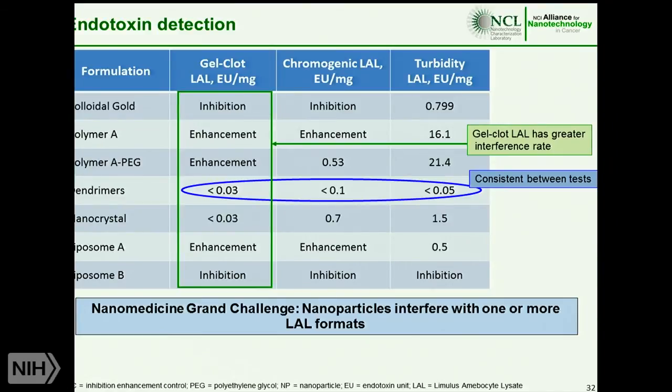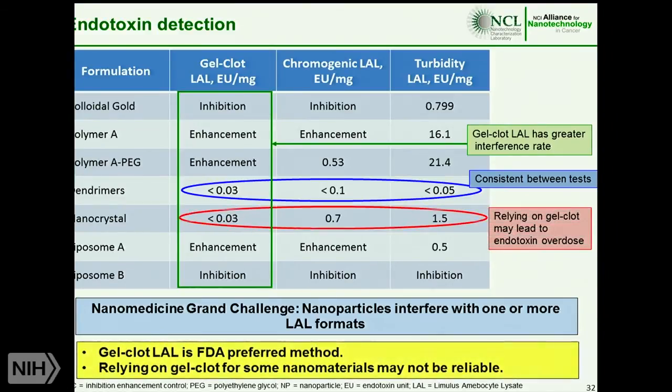Results are very consistent. But for some materials, like in the case of this nanocrystal formulation, relying on the gel clot may lead to the overdose of endotoxin. And the reason why this is important is because gel clot LAL is the FDA preferred method.